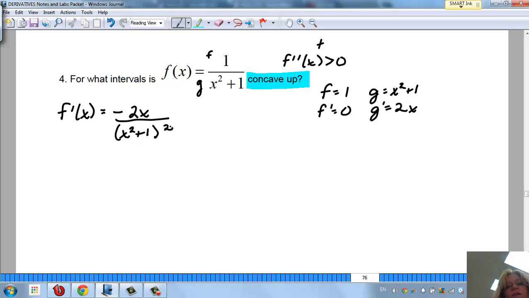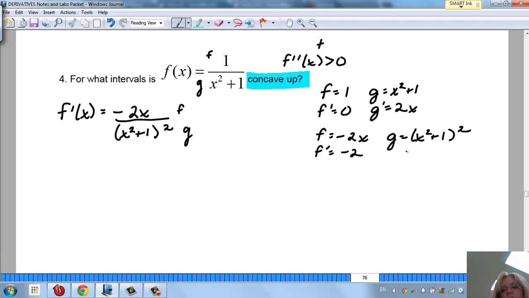I don't have to do anything with it because I just want to know if it's concave up, but I did that. Now I have to find the second derivative. That's going to take a little bit more work, so here's our f and g's again. So f is negative 2x, f prime is negative 2, g is x squared plus 1 squared, g prime is going to be the power rule, 2, don't touch the baby, to the first, times the derivative of the inside, which is 2x. So g prime is going to be 4x times x squared plus 1.